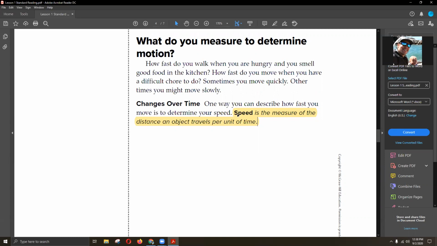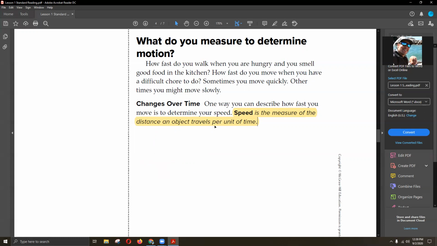So what is speed? Speed is the measure of the distance an object travels per unit of time. Speed is a measurement of your distance divided by the amount of time it takes to get you there. So that word per tells you to kind of divide those two things.